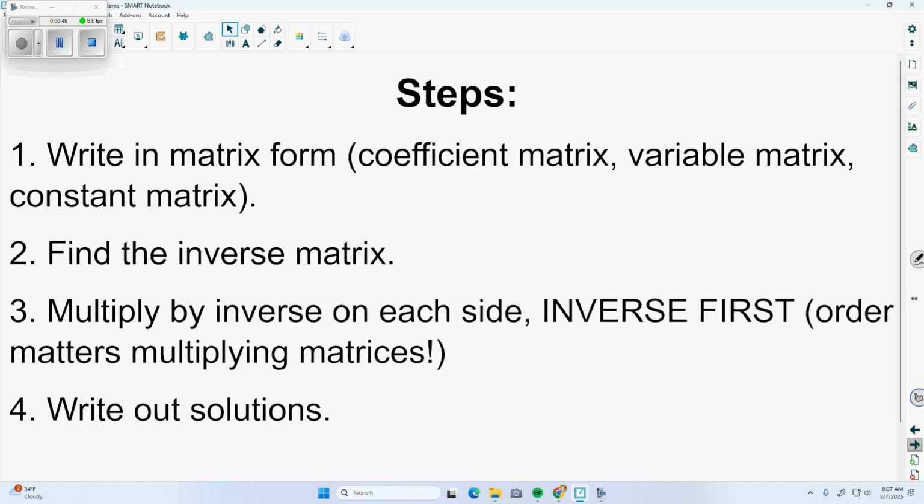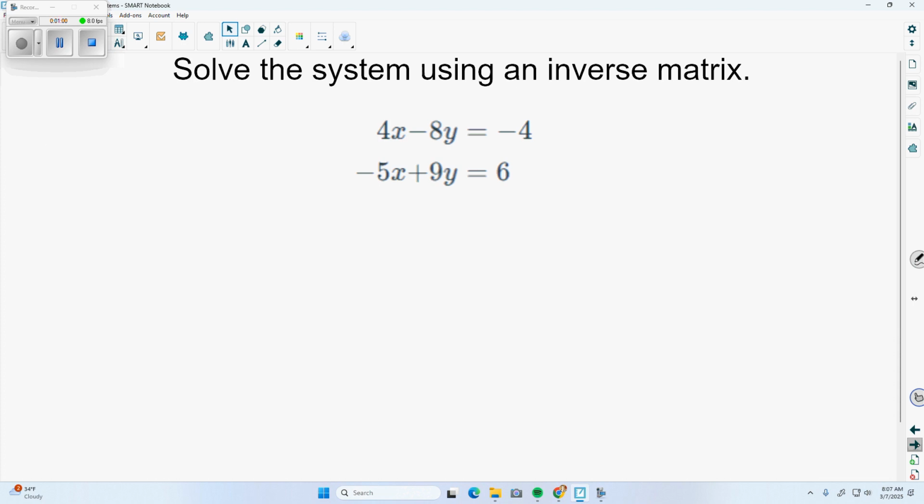We're going to find the inverse matrix. We talked about that previously. Then we're going to multiply by the inverse on each side. Now we know when we're multiplying, order is important. So on each side, we're going to put the inverse first, then write out the solutions.